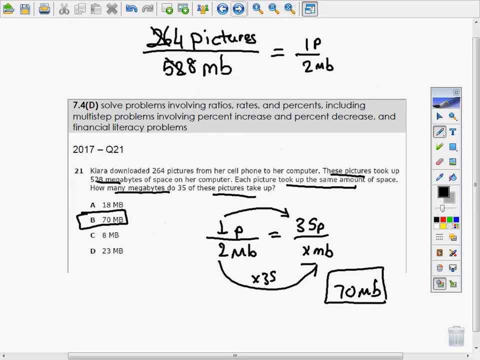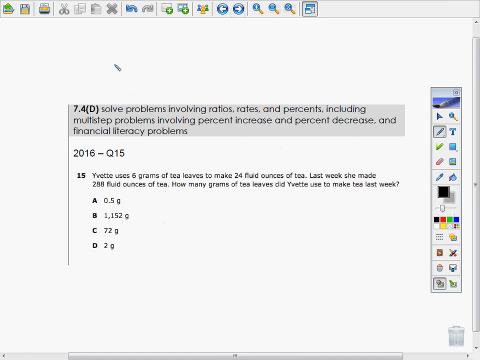Let's move on. Next one. With this kind of question, you have to use the first two numbers as a ratio, and for the rest of the question, you have to place another number properly in the same manner.